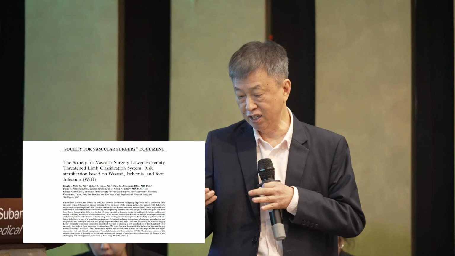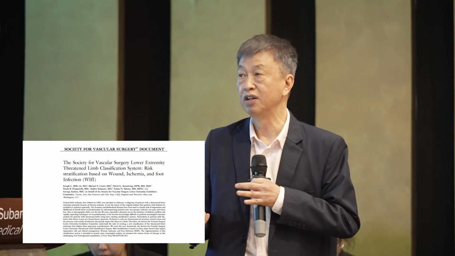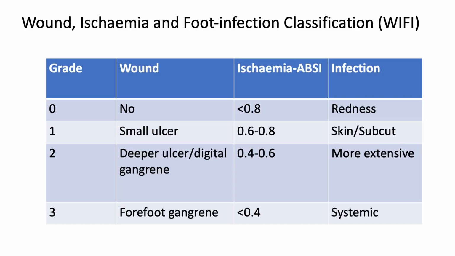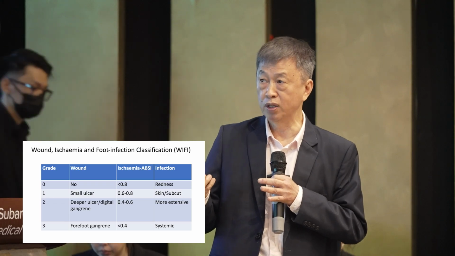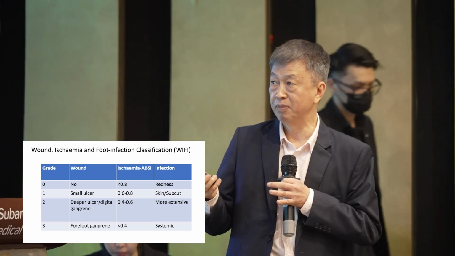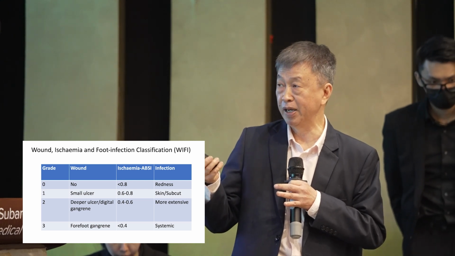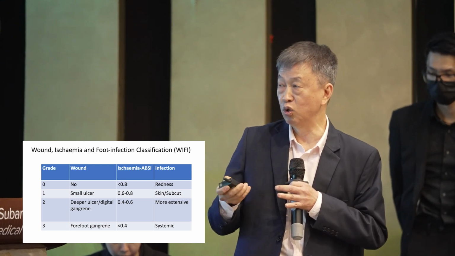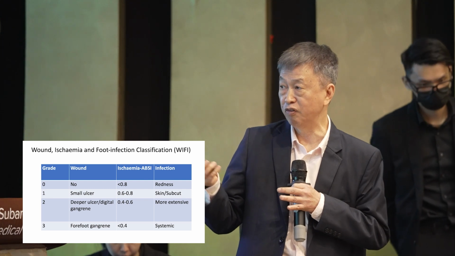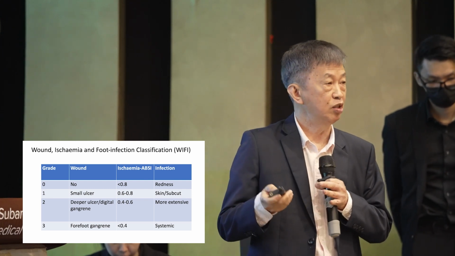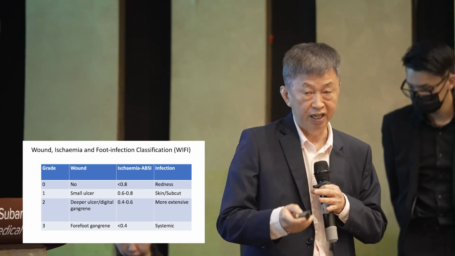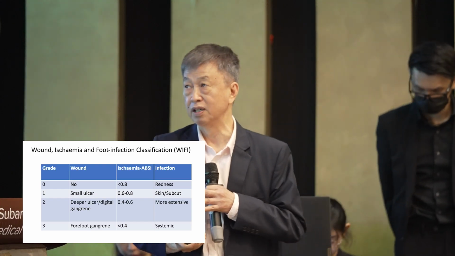So this is the WIfI classification that we are using now. Basically, you look at the wound, and it's a very simple grading: grade it 0, 1, 2, 3. Then ischemia based on the ABI, again 0, 1, 2, 3, depending on the ABI ratio. And also look at the infection, whether it's just mild infection or very severe infection. Based on this WIfI classification, we can decide how to treat the patient.